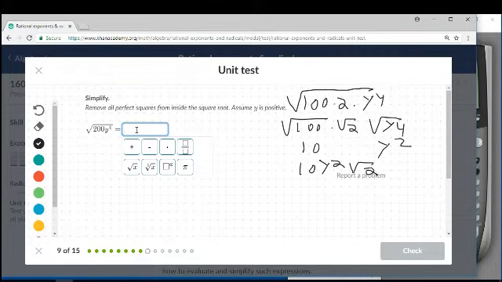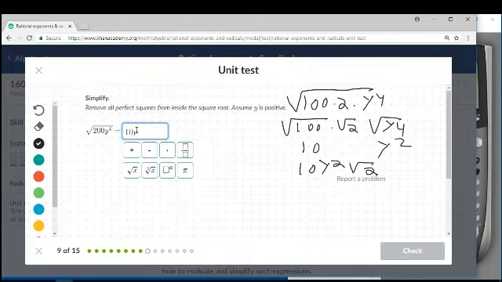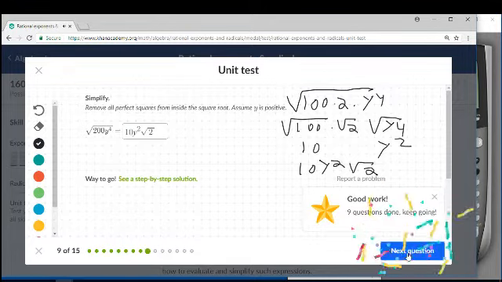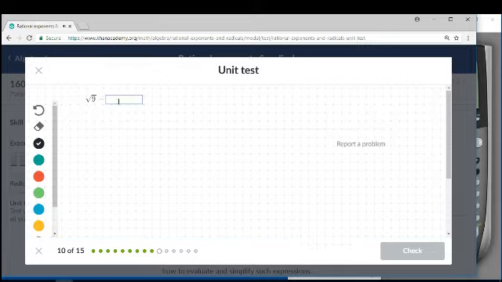It's going to be 10y squared times the square root of 2. The square root of 9 is 3. You guys, come on, you guys know that.